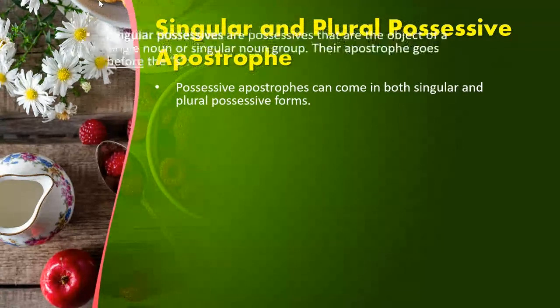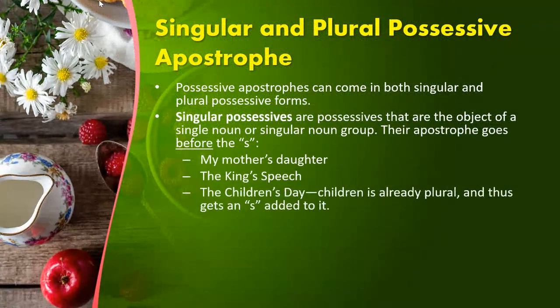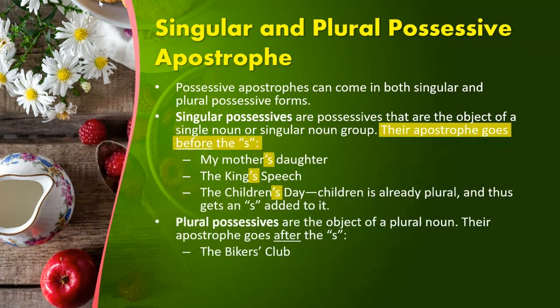There are 2 kinds of possessive apostrophes, singular and plural. Singular possessive apostrophes are possessives that are the object of a single noun or singular noun group. For singular possessive apostrophes, the apostrophe goes before the s. An example is my mother's daughter. The possessive is daughter since it belongs to the single noun mother. Therefore, the apostrophe s would go after mother.